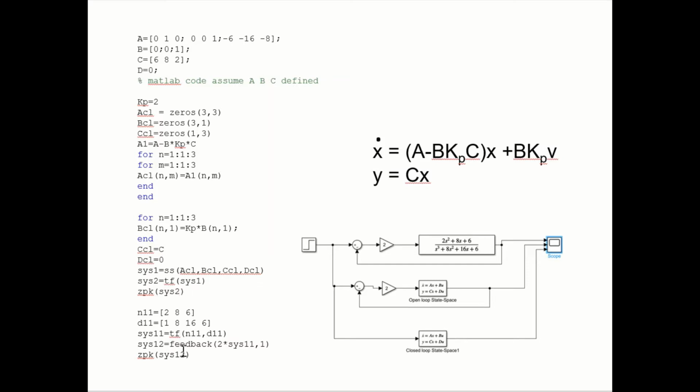Now what I've done here is, as a matter of interest, I've put this little transfer function into MATLAB and then put it under feedback control of 2 and then done a ZPK on that as well. So if the code works correctly, this transfer function here, ZPK sys2, should be the same as ZPK sys12 because they're the same thing but coming from a different point of view. So that's what we're going to look at next.